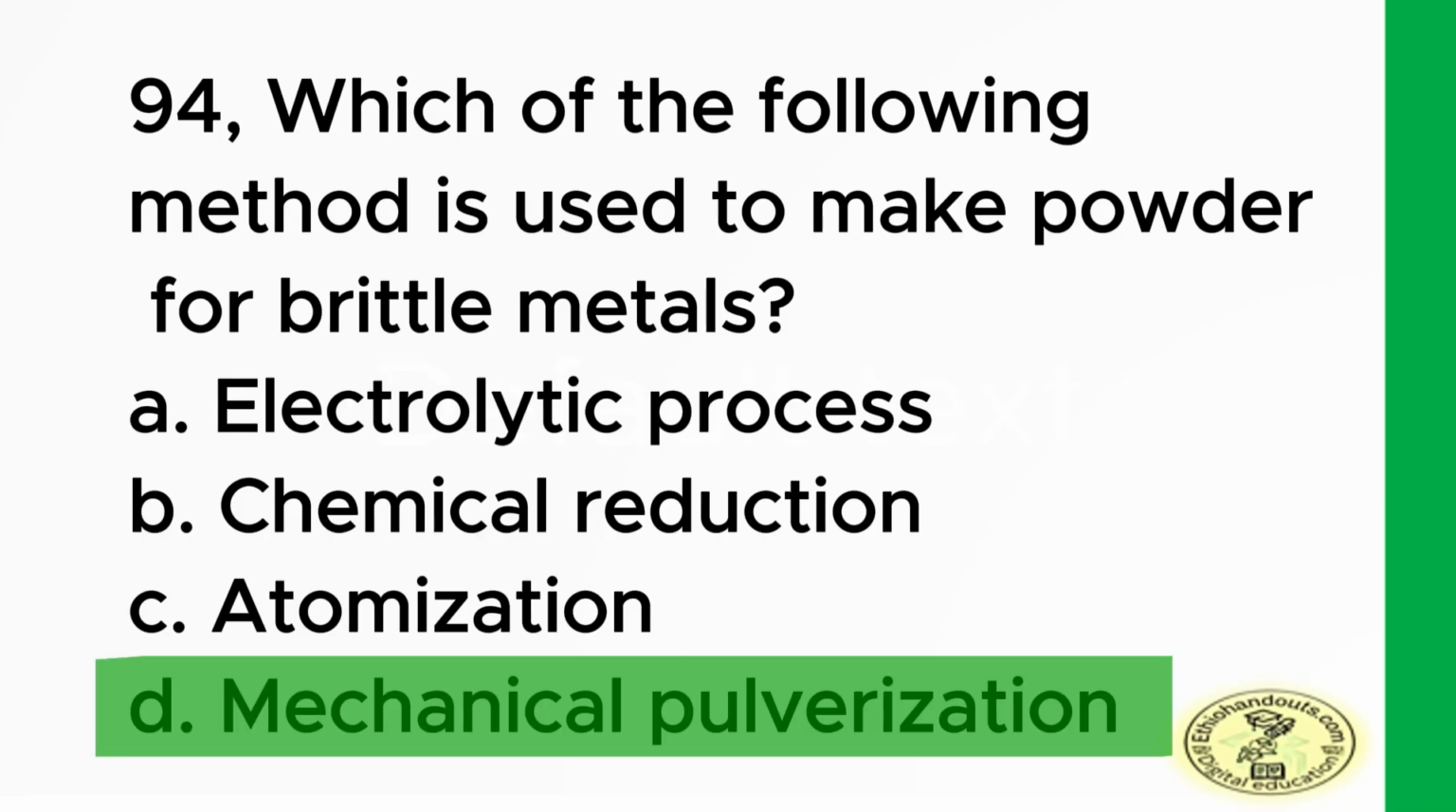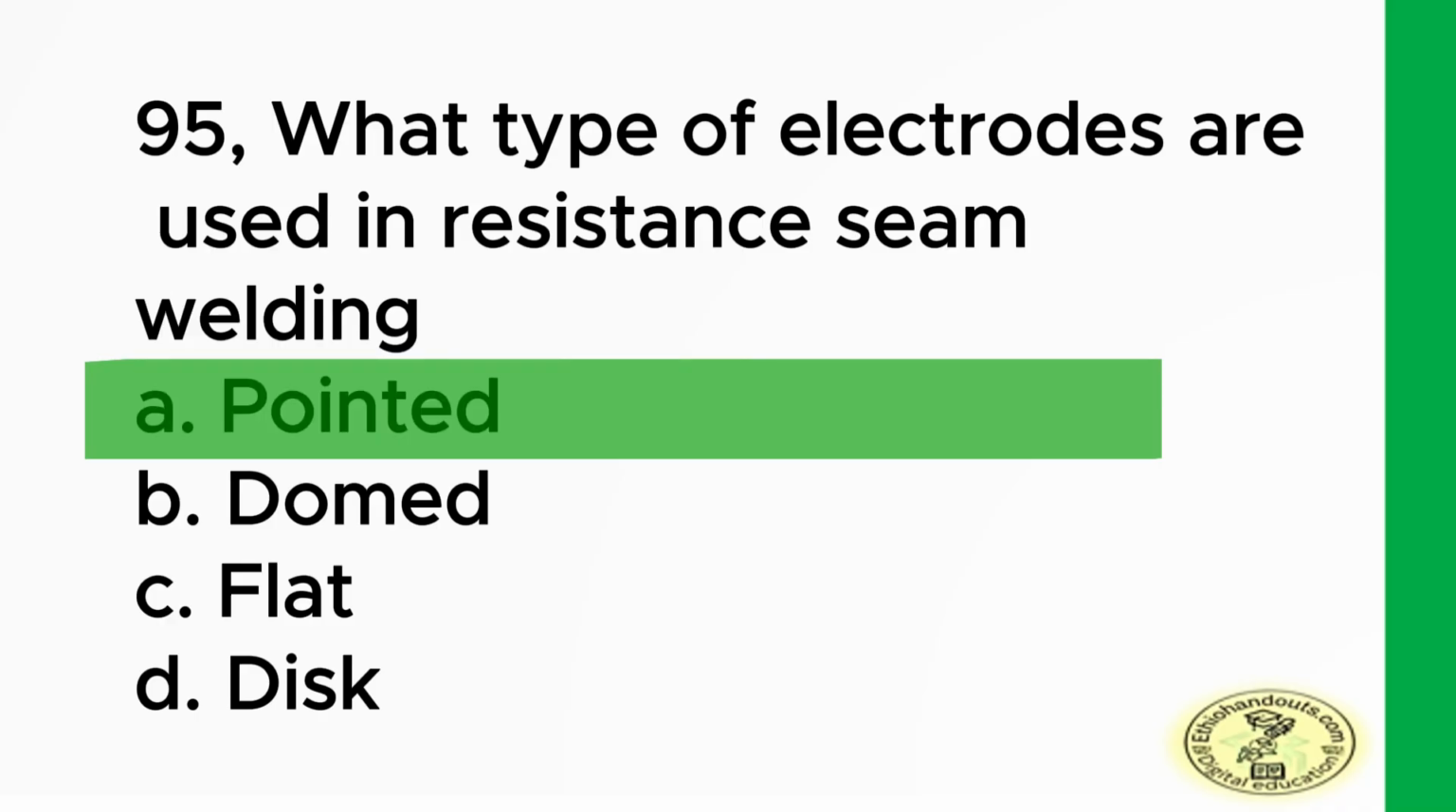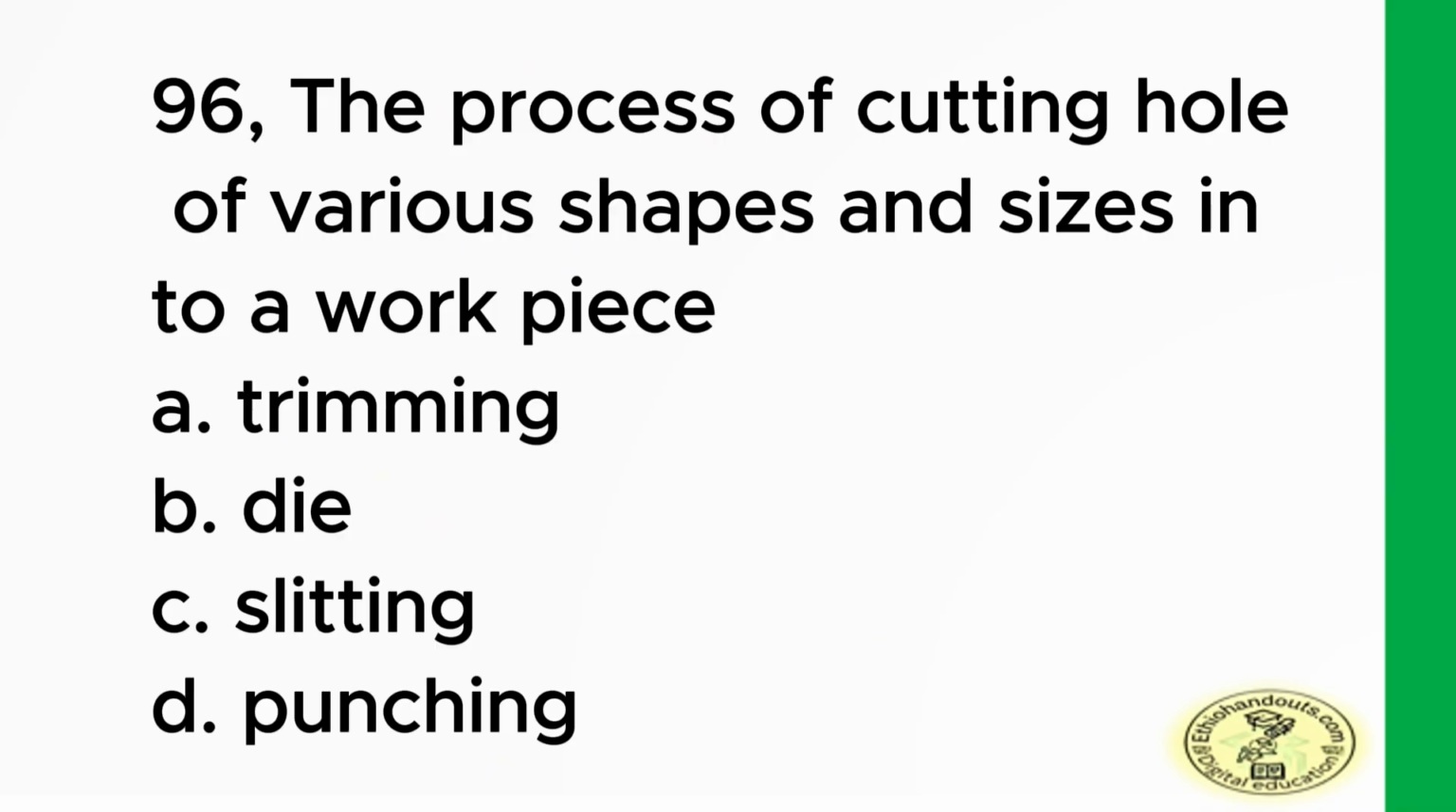The correct answer is D. Mechanical pulverization. 95. What type of electrodes are used in resistant seam welding? A. Pointed, B. Domed, C. Flat, D. Disc. The correct answer is A. Pointed.